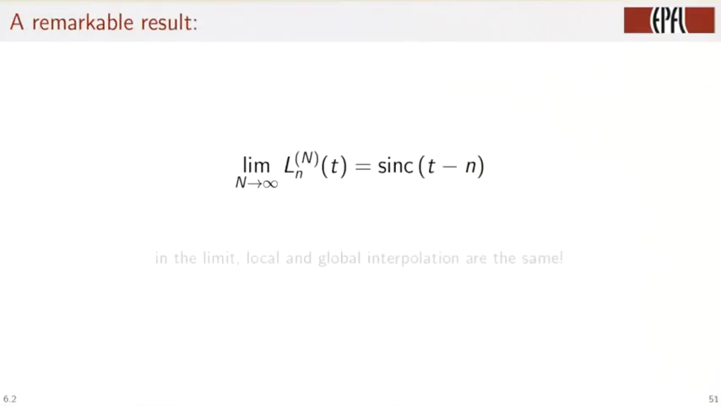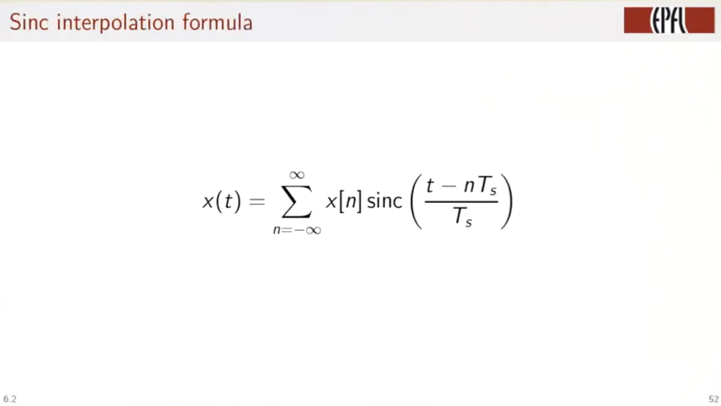There is a remarkable result that links the sinc interpolation scheme with the Lagrange interpolation scheme. Namely, if you take a Lagrange interpolator of order capital N, and you take the nth indexed one, as N goes to infinity, then this tends to sinc of t minus n. So in the limit, local and global actually are the same interpolation schemes. So we have a sinc interpolation formula as a limit of Lagrange interpolation, namely that x of t is equal to the sum of xn, sinc of (t minus nTs) divided by Ts. This is a very elegant and very powerful formula.